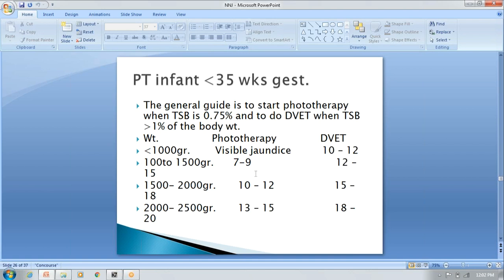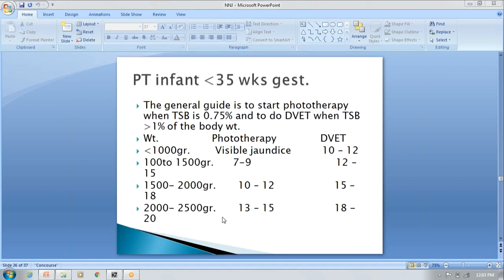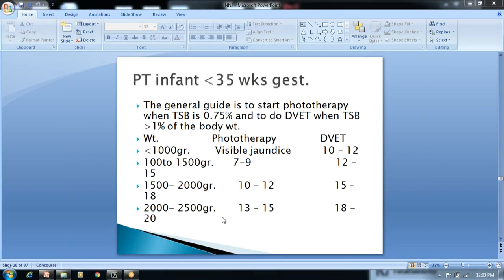When you take 1000 to 1500 grams and bilirubin is 7 to 9, and if the bilirubin level is more than 12, you go for the exchange transfusion. For 1500 to 2000 grams, when the bilirubin is more than 15, go for the exchange. When it's less than 12, you go for the phototherapy itself. And for 2000 to 2500 grams, more than 18, you go for exchange, and less than 18, phototherapy itself.